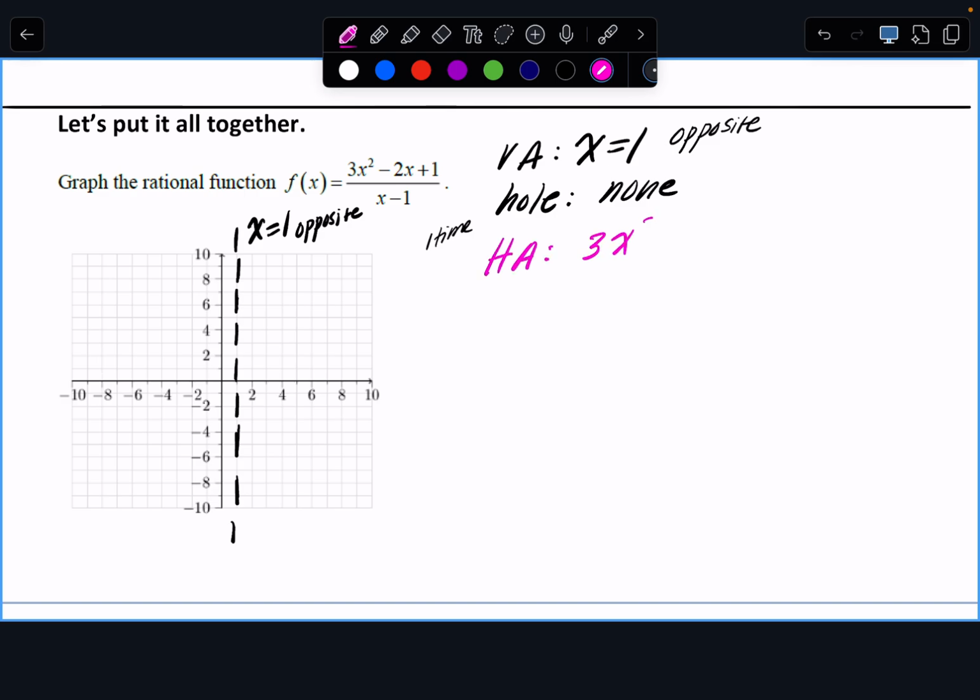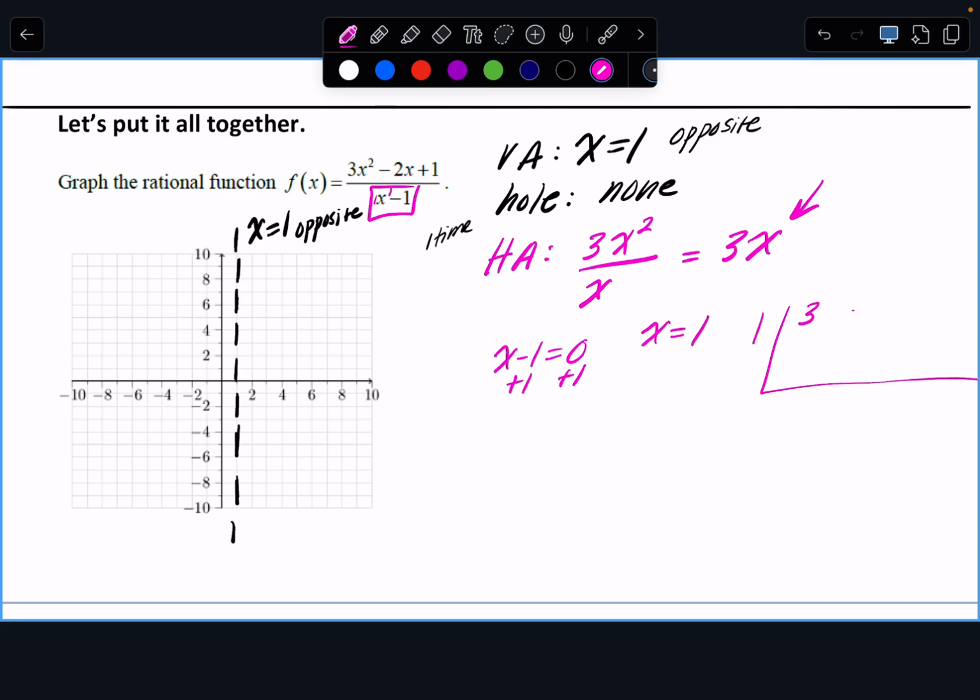Horizontal asymptote. You do leading term divided by leading term, which is 3x. Oh, isn't that linear? So you'd say, okay, not good enough. It's actually not horizontal, it's linear, and we have to do synthetic or long division. Because the bottom is linear, and leading coefficient of 1, we're allowed to do synthetic. So set x minus 1 equal to 0 and add 1. X equals 1. We then put in coefficients 3, negative 2, 1.